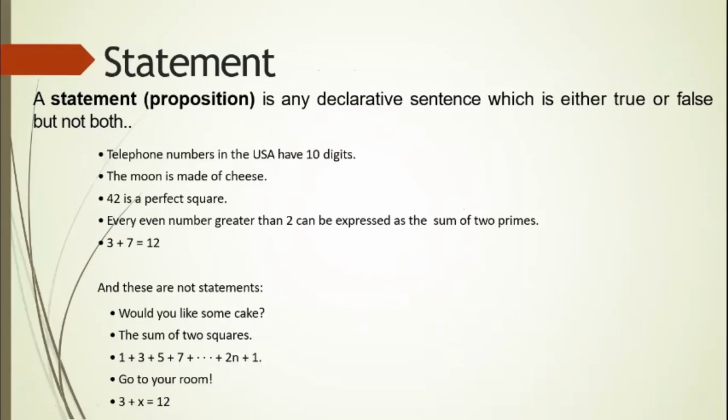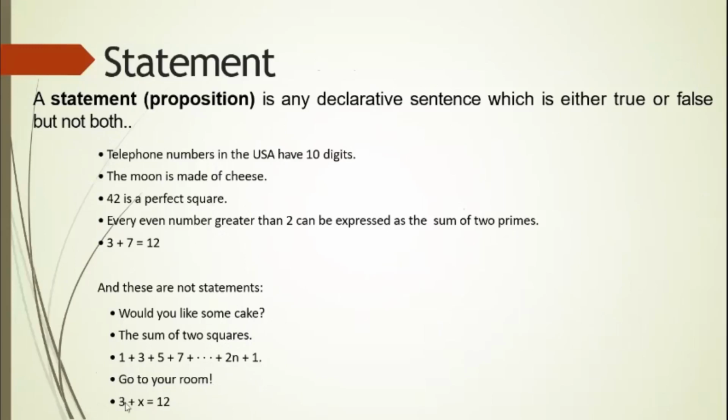The fourth example is go to your room. You would see that at the end of the sentence here, there is an exclamation mark, meaning it doesn't state a fact, right? It tells you to do something. It is a command. Therefore, there's no way of telling whether that statement is true or false. Okay?